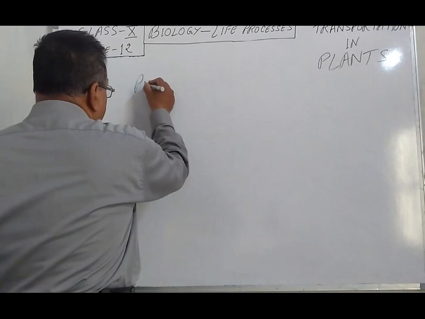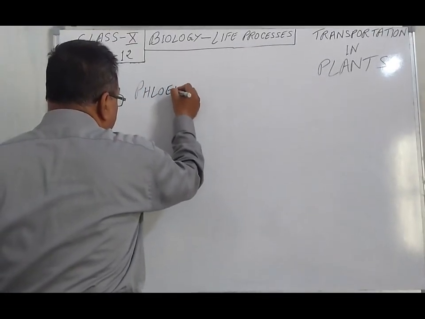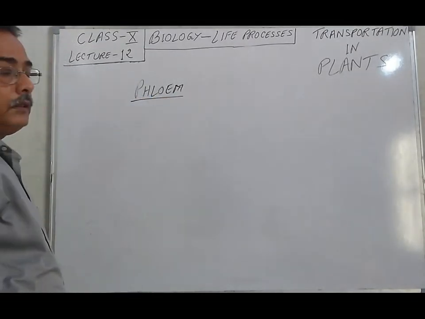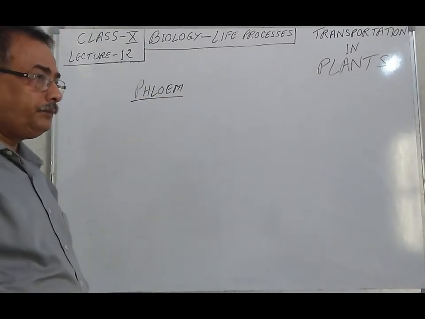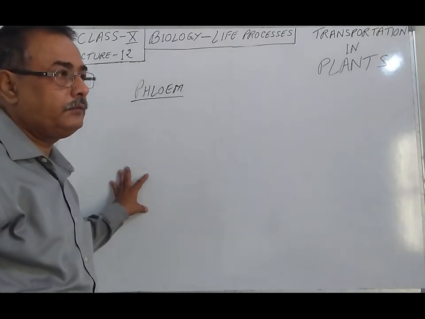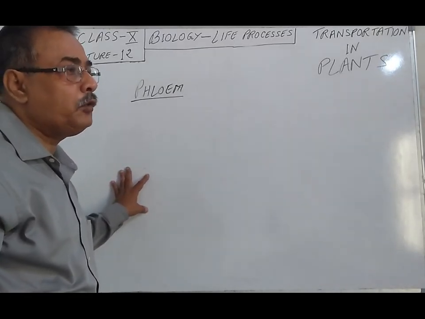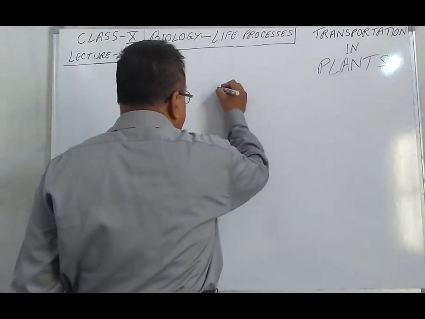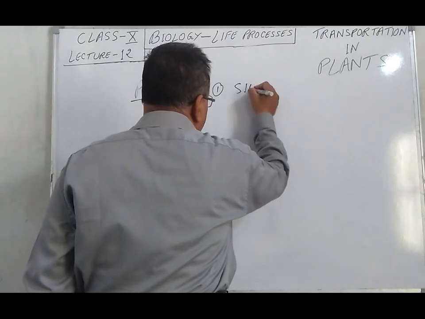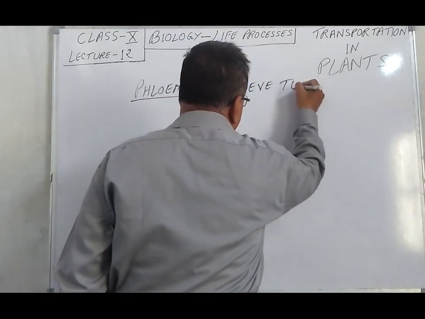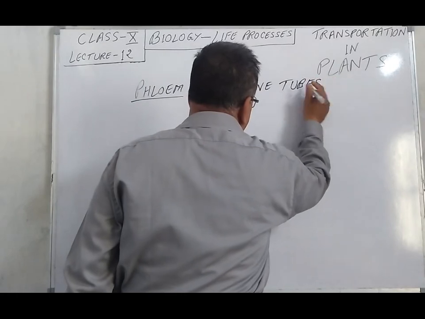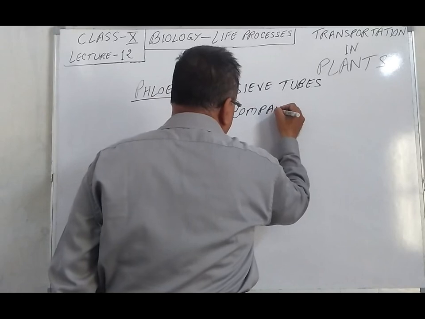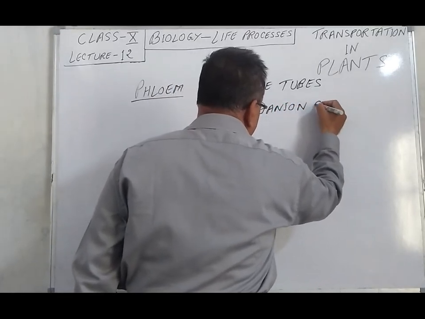In phloem, as we have discussed, phloem transports food substances. The transportation in phloem is performed by two elements. First is sieve tubes and second is companion cells.